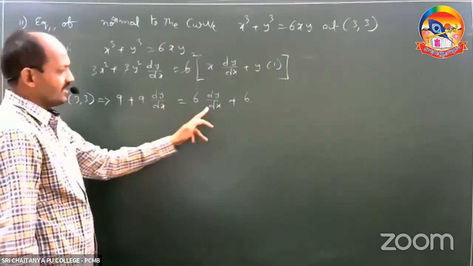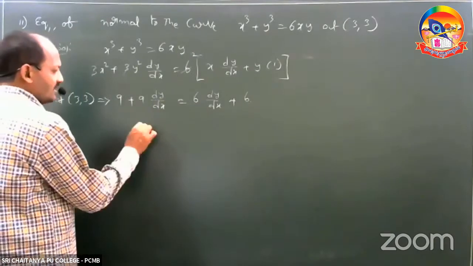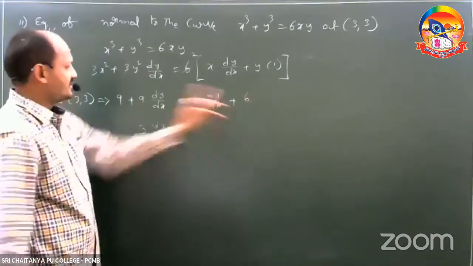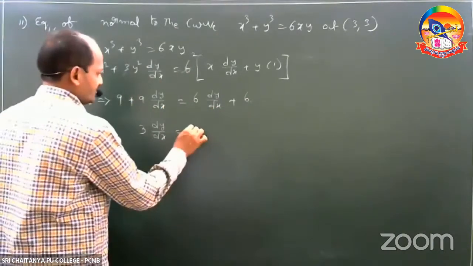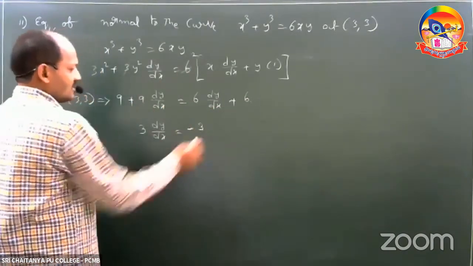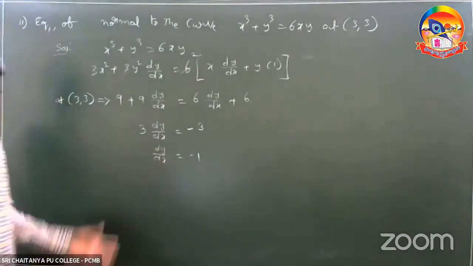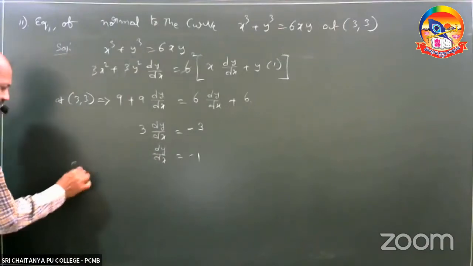9 dy by dx minus 6 dy by dx is 3 dy by dx. On the other side, 6 minus 9 is minus 3. Therefore, dy by dx is equal to minus 1. It is the slope. Now the equation of normal.